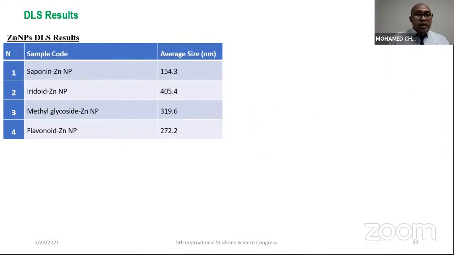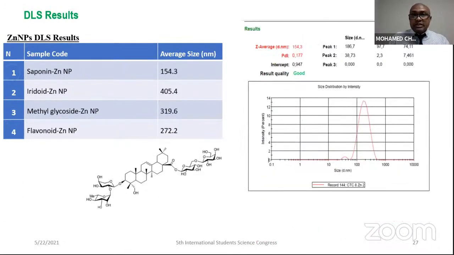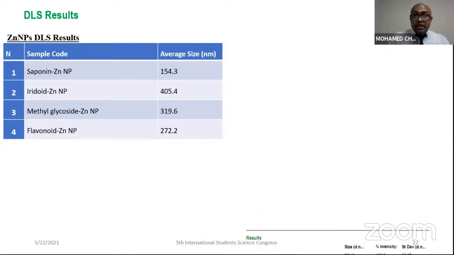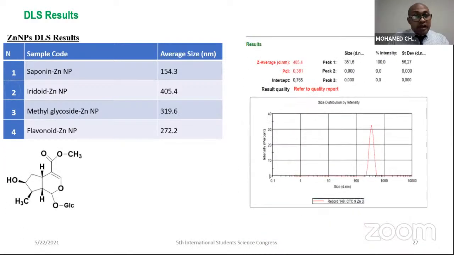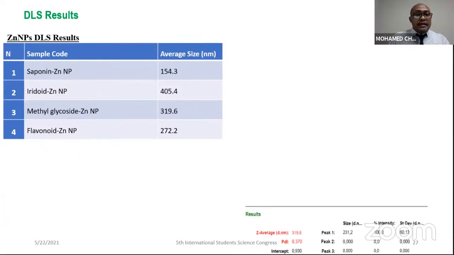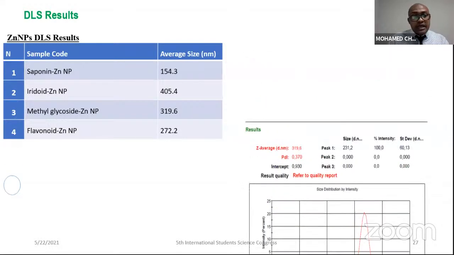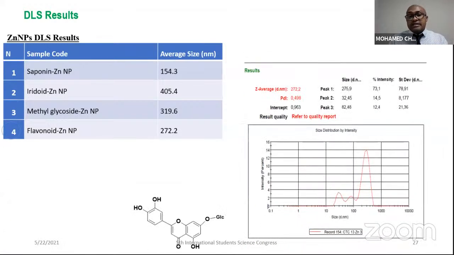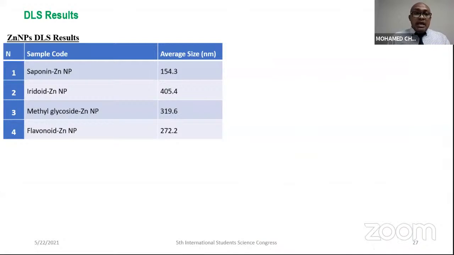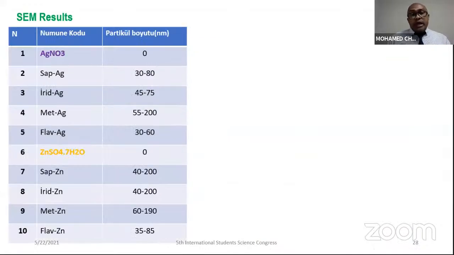Coming to the zinc nanoparticles, this is the saponin, which is like 154. The iridoid, which is a little bit high, 405 nanometers. Methyl glycoside with 319 nanometers, and for the flavonoid it is 272 nanometers. Okay, the DLS, the difference between this one and that.